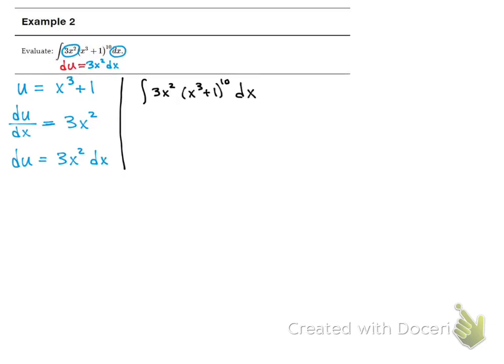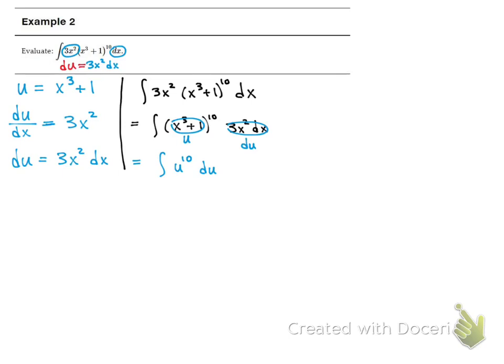So here's my integral, and if you want, you can rearrange it so that the 3x squared and the dx are next to each other. So now we can make our substitutions. So we know that all of this right here is equal to u. And we know that all of this is equal to du. So that gives us the integral u to the 10th power times du.